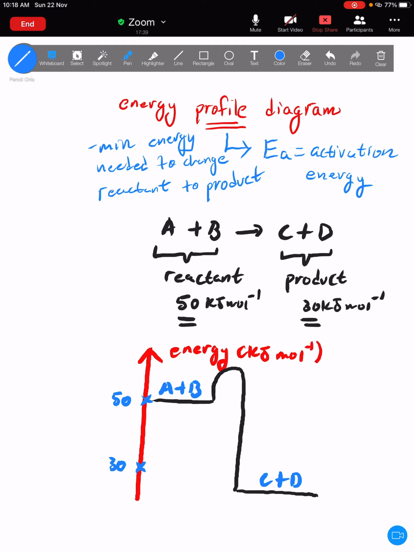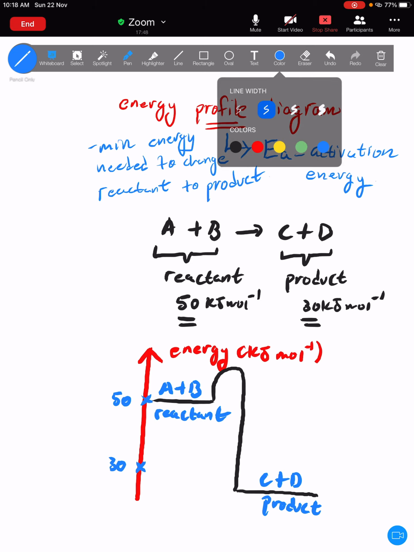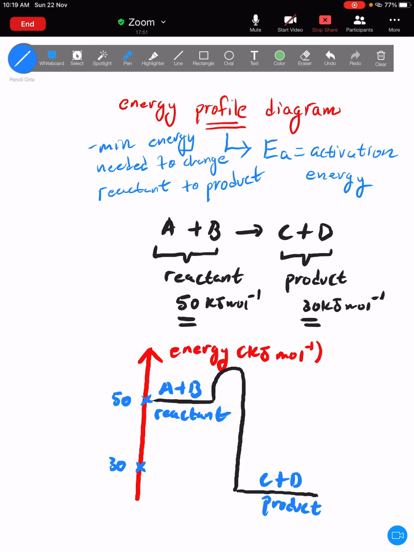The A plus B is the reactant, and the C plus D will be the product. Okay, and don't forget to label the EA. The EA will be this region, and this is your EA. So this is your energy level diagram. Nevertheless, in certain reference books, for the x-axis, they put it as the reaction pathway. The x-axis is reaction pathway.